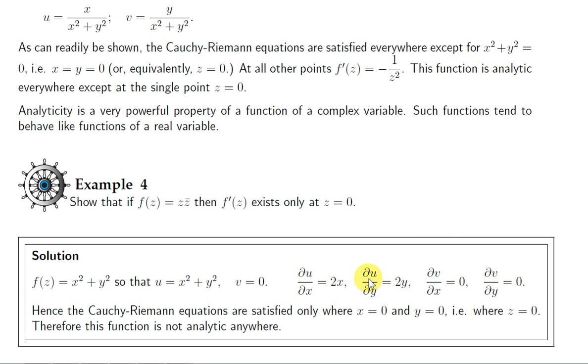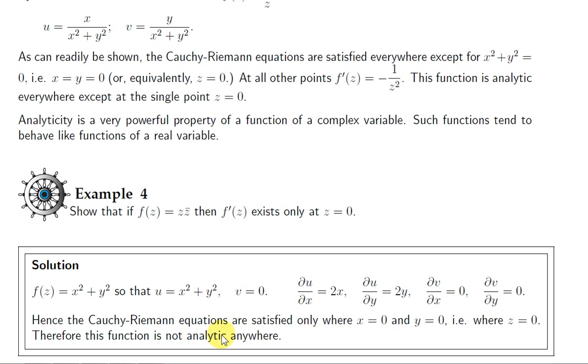Now the second Cauchy Riemann equation is got by getting du dy and dv dx. So if we differentiate u with respect to y, we get 2y. If we differentiate v with respect to x, we get 0. So the second one is only satisfied when y is 0, because then du dy equals minus dv dx, or 0 equals minus 0. So both Cauchy Riemann equations are only satisfied when both x and y are equal to 0.